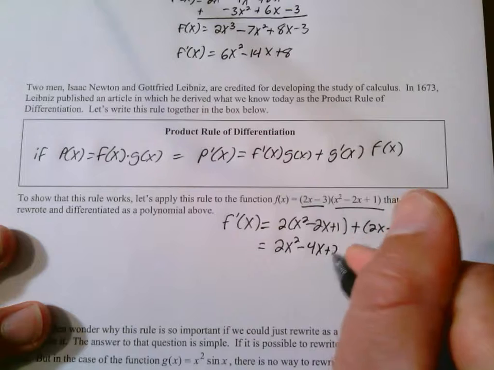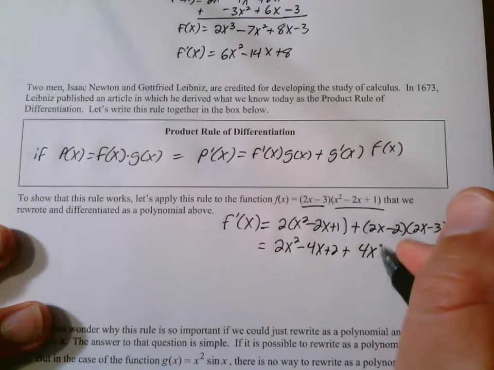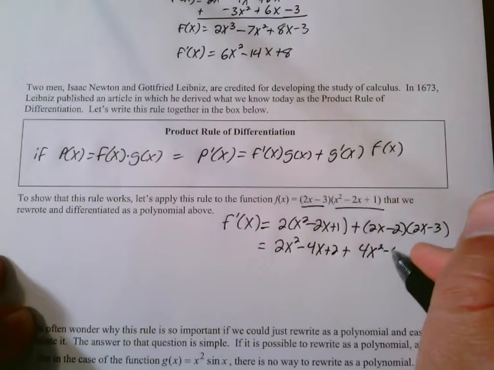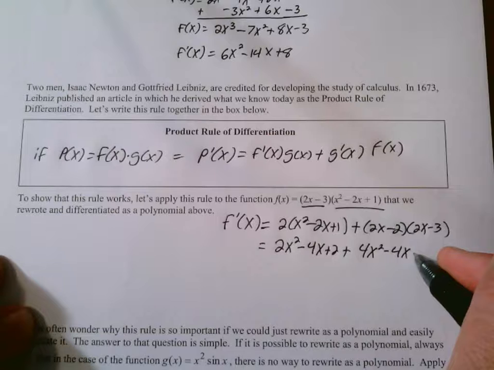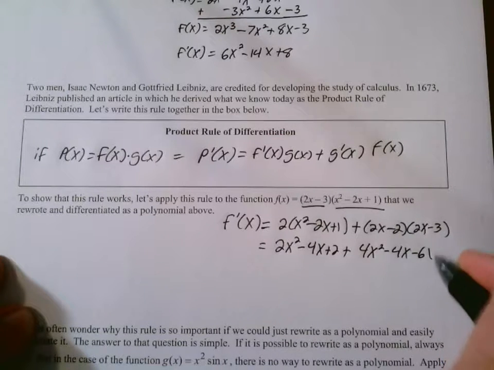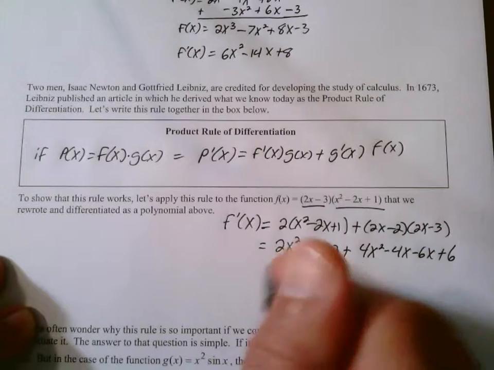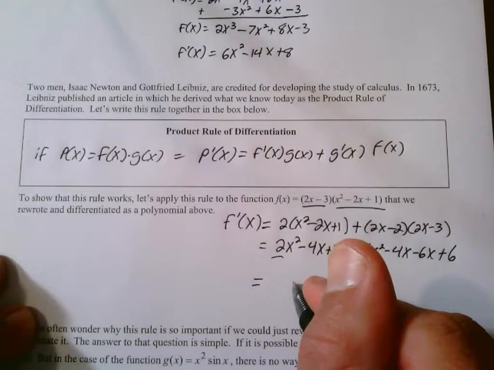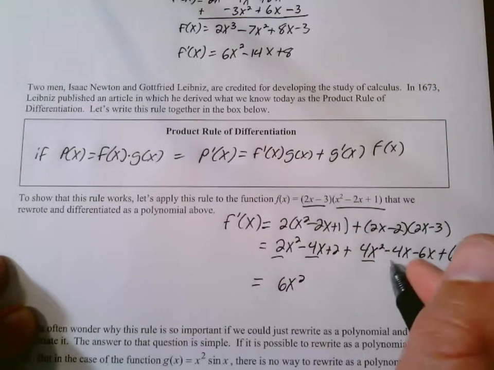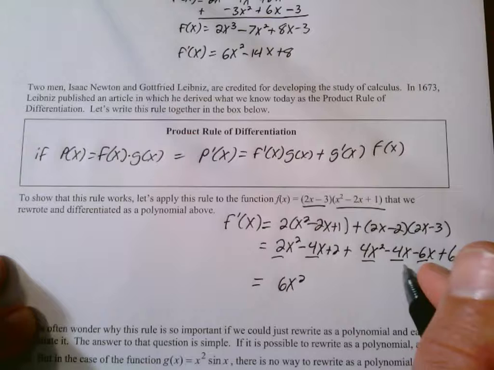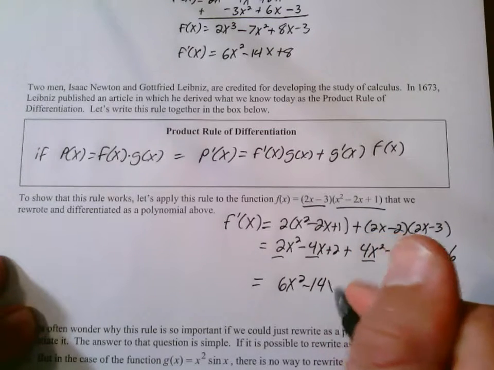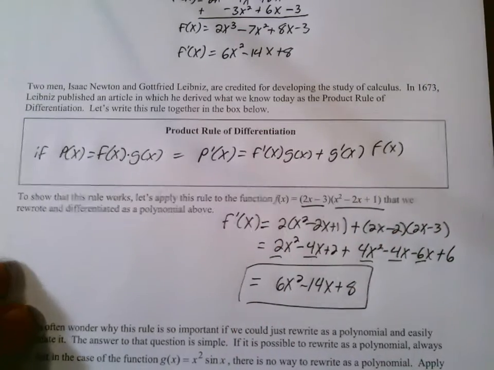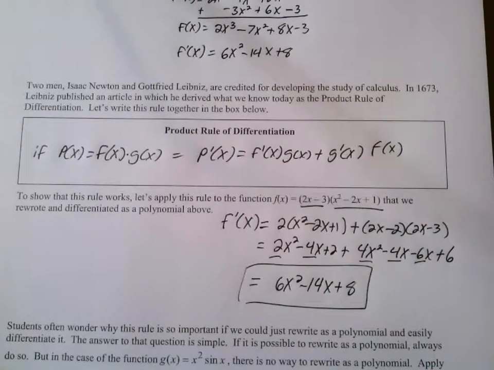4x plus 2 plus 4x squared minus 4x minus 6x plus 6. Combine all these like terms, we get 2x squared, 4x squared, 6x squared minus 4x minus 4x minus 6x is minus 14x, and then 2 plus 6 is 8. So we did not save as much time for ourselves.